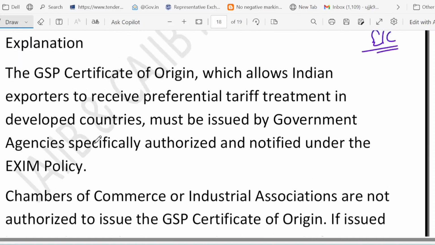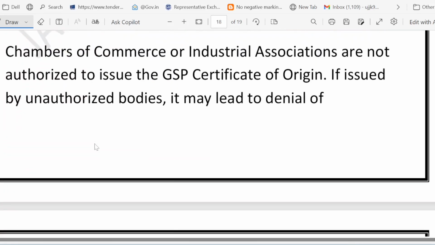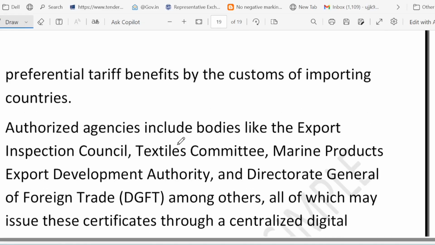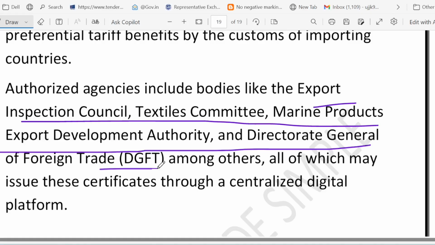So let's summarize the key points. The GSP certificate of origin is needed for tariff benefit abroad. Only a government notified agency can issue it, and the names I told you, like Export Inspection Council, Textile Committee, Marine Products Export Development Authority, DGFT, they can issue. Exporter cannot self-issue this certificate.